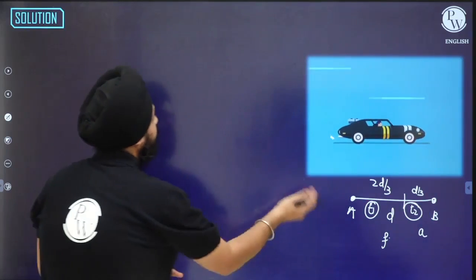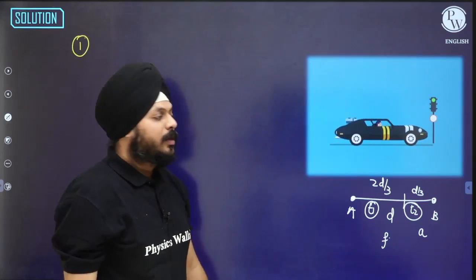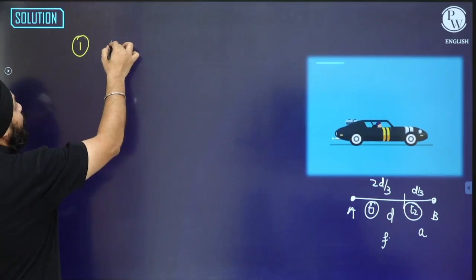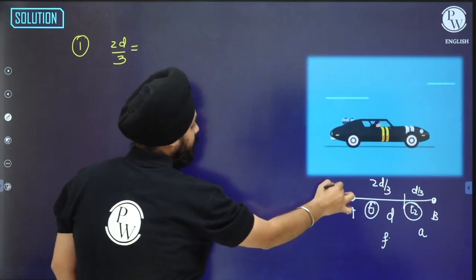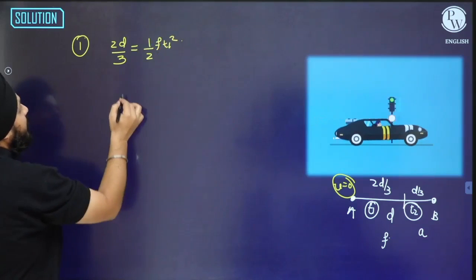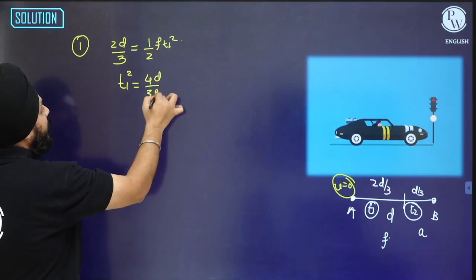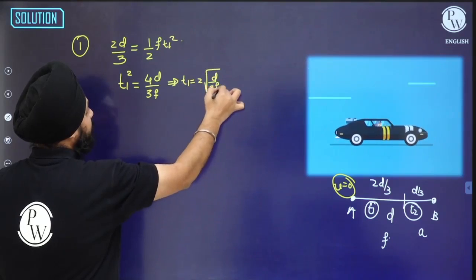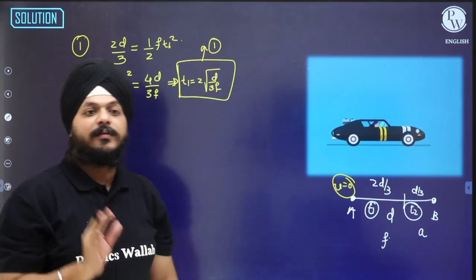Let's see how T1 can be calculated. For the 2d by 3 distance, can we use the second equation of motion, s is equal to ut plus half at square? 2d by 3 is equal to, with u equal to 0, half f T1 square. So here I get T1 square equal to 4d by 3f. So T1 will be equal to 2 under root of d by 3f. Consider this as equation number 1. We got this value of T1.